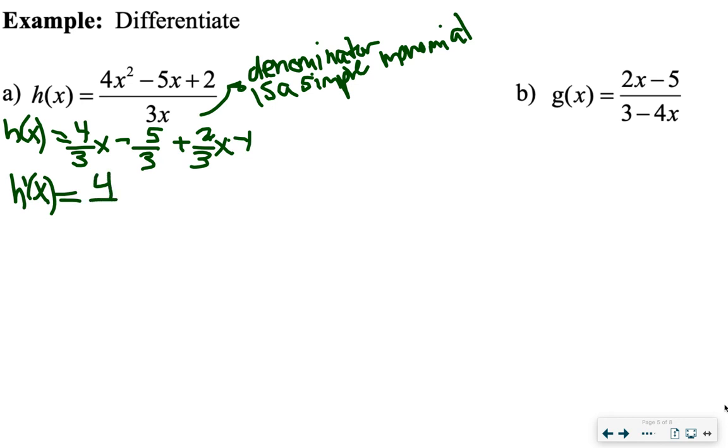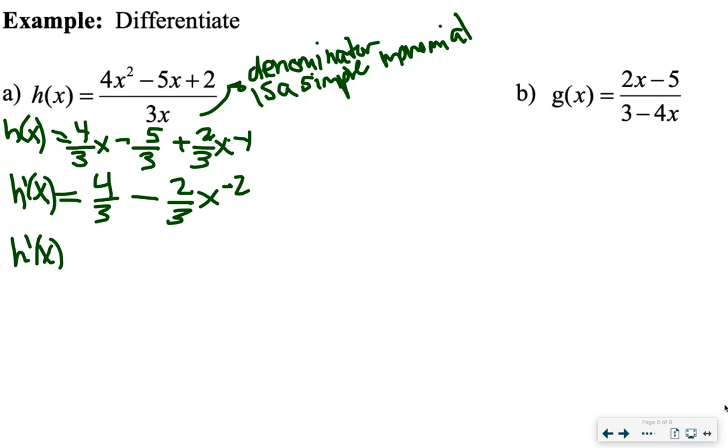So that's going to leave me with 4 over 3, not plus, 4 over 3. And then we got minus 2 over 3x to the negative 2. Okay, so we could leave it as that or just simplify it a little bit here.